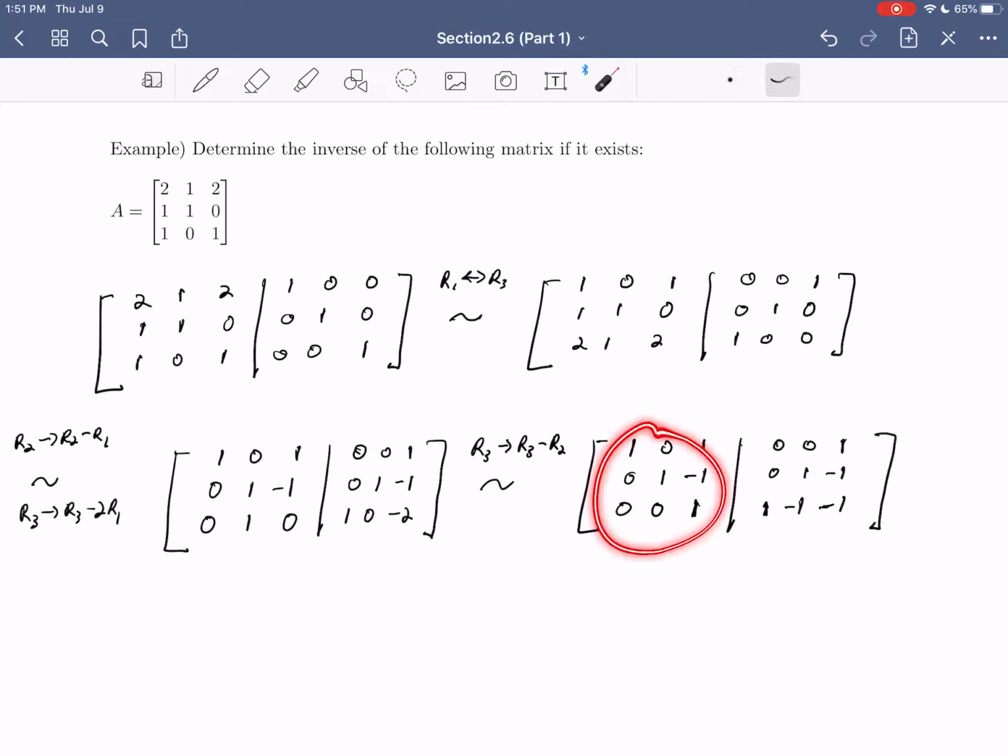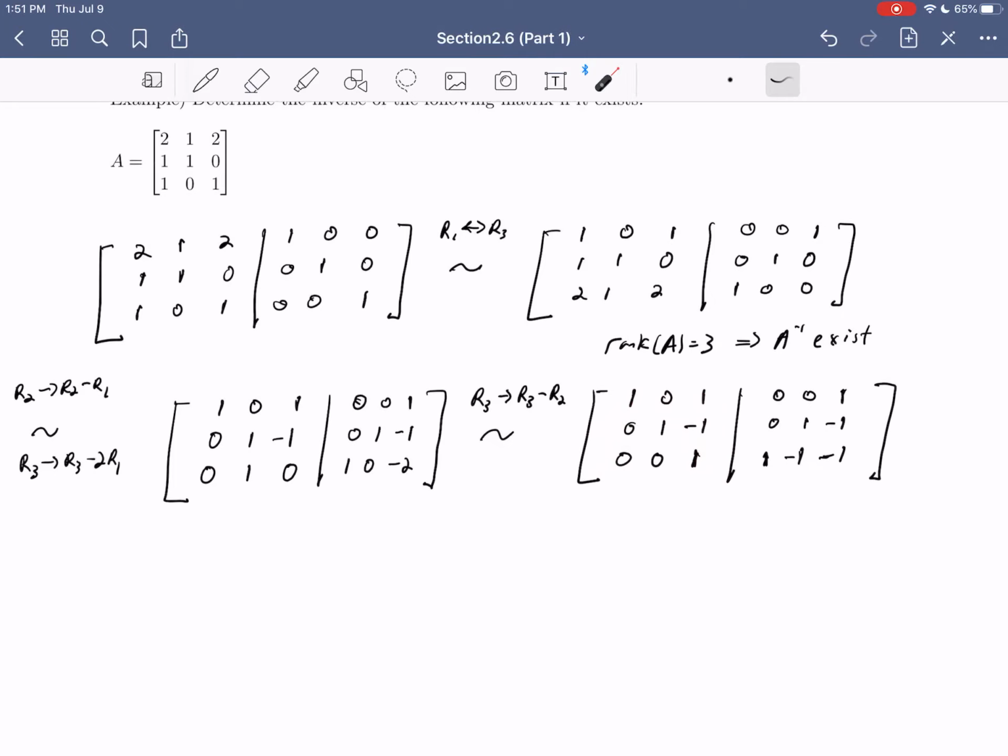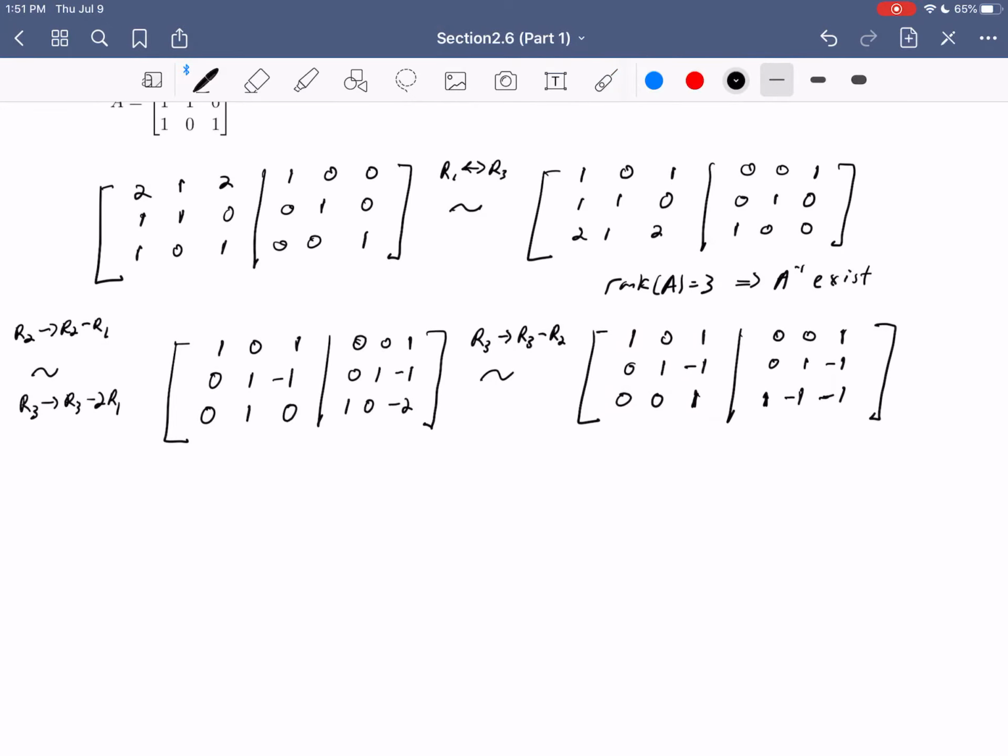Okay, this is technically in row echelon form. So if you notice here, we can get that the rank of A is equal to 3, which tells us that A inverse will exist. So we don't know the inverse yet because this isn't equivalent to the identity matrix just yet, but we do know that A inverse is going to exist because this does have full rank. Now let's go ahead and finish this up.